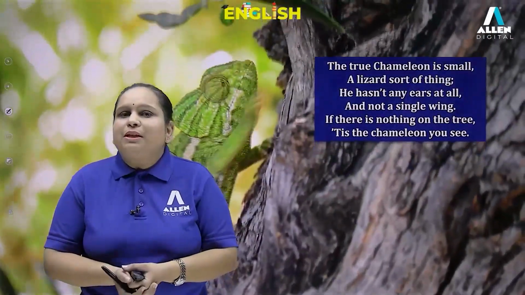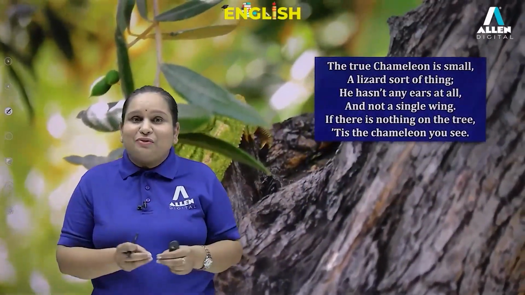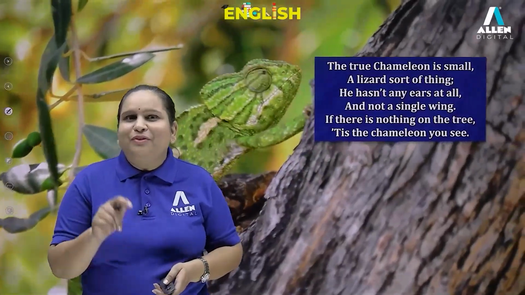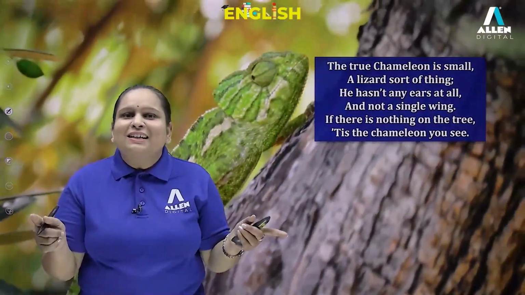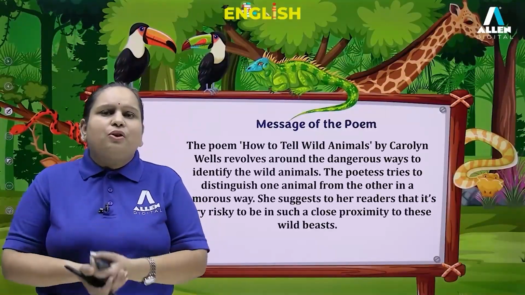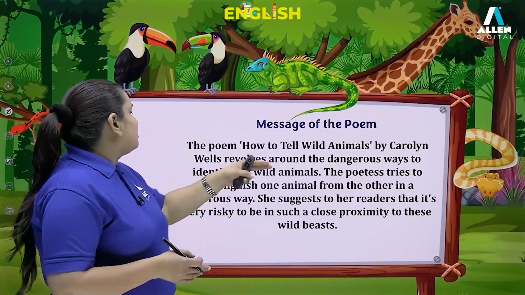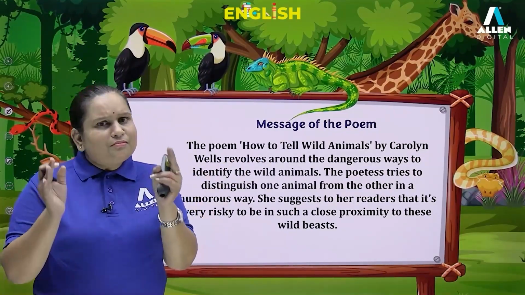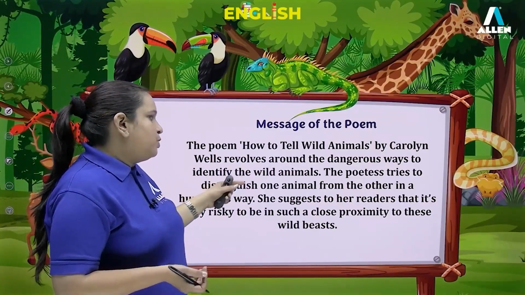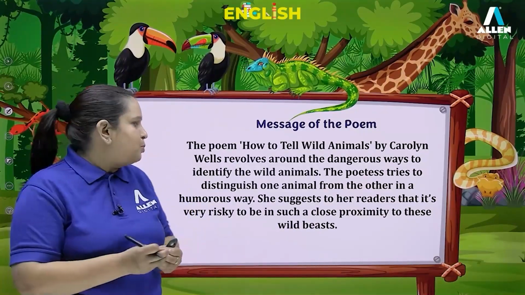So with this, we have completed the poem, and I'm sure that you must have learned the various ways of identifying these wild animals, which are very risky as well as they can cost one's life. Okay, let us now try to understand what is the message of this poem. So the poem How to Tell Wild Animals by Carolyn Wells, it revolves around the dangerous ways which we have seen, right? To identify the wild animals, the poetess tries to distinguish one animal from the other in a very humorous way or hilarious way.